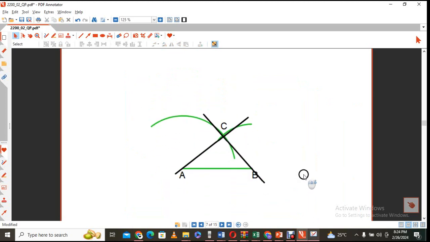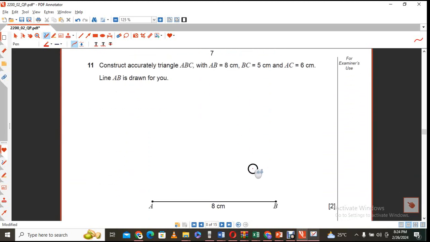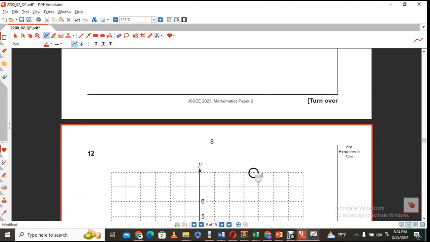So what you do is you are using your, obviously you're using your compass, and then you're gonna set your compass over here, and that should be 5 centimeters. This was 8 centimeters, and then you use the compass, you put your compass over here, and there should be 6 centimeters, and where they intersect, that is point C, and then you draw your triangle like so. Okay, hopefully you do understand how to do that one.